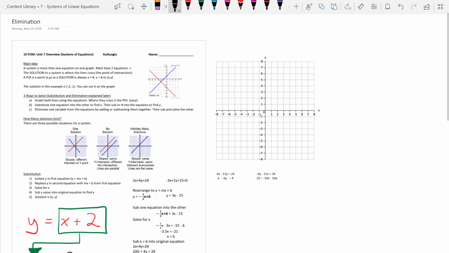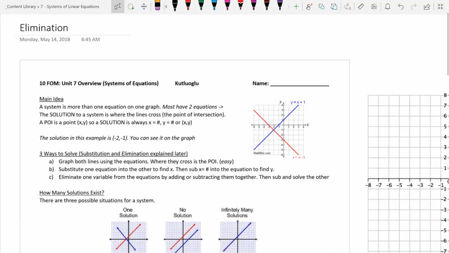All right, we're on our third video now, elimination. Last video we talked about substitution, which is one of the ways to solve these equations, when you have two lines and you're trying to find the spot they intersect. You could graph them, which is the easy way, but it takes a while.